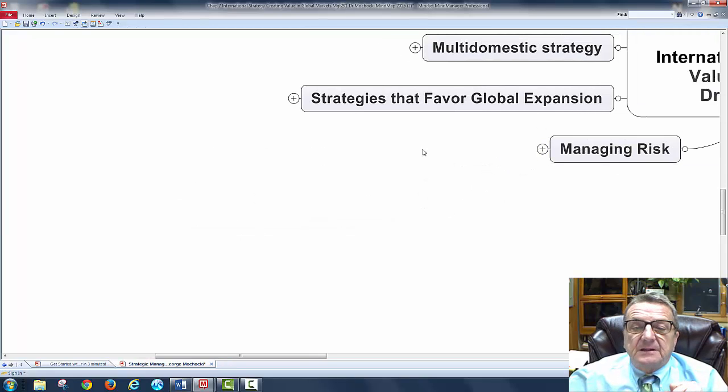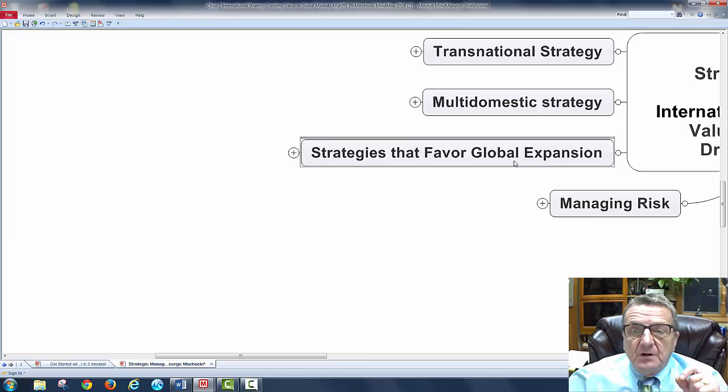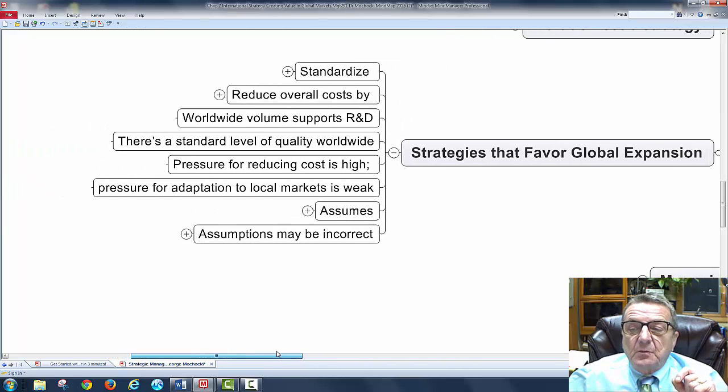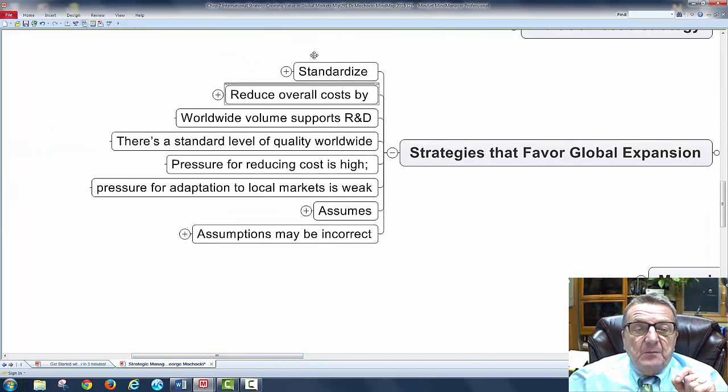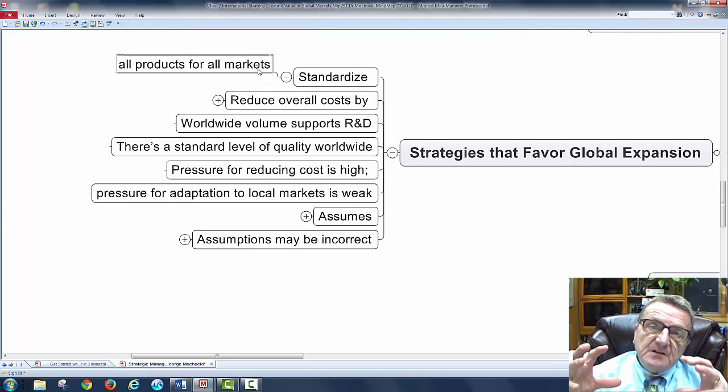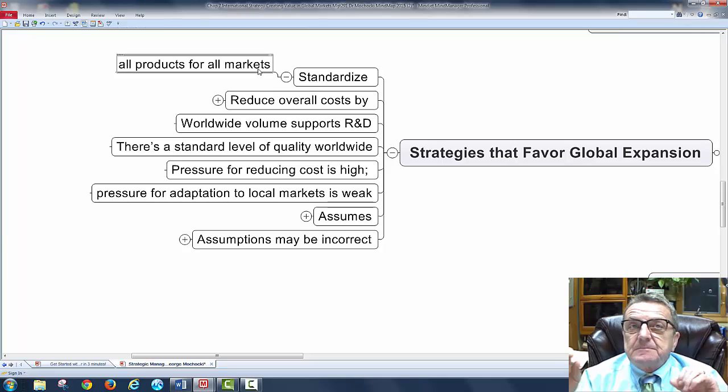Okay? Now, the other thing, strategies that favor global expansion. When I'm looking at the ones that favor global expansion, I'm looking at standardization for all products of our market. If I could standardize the markets in different regions globally, it makes it easier. And how do you standardize the markets? Marketing 101. You try business-to-business marketing.